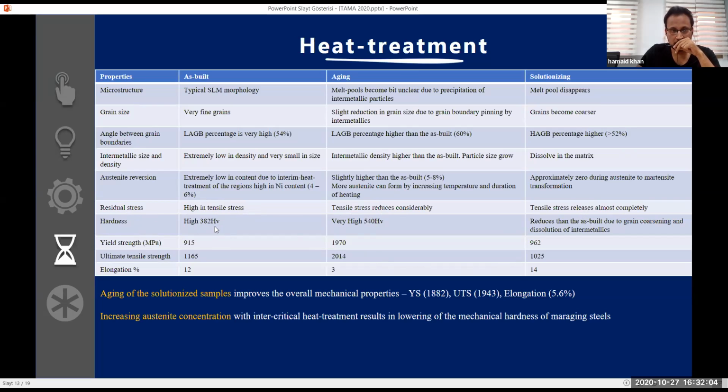So one can see the hardness here, 382 HV, here 540 HV, here the hardness can reach like 300. So there is a significant reduction here, but overall mechanical properties will definitely improve. You can see the strength is increasing during the aging, but the ductility is poor. And you need ductility to improve the overall strength. So what we generally do in the Maraging steel components, we solutionize them and then we re-age them. We age them again, as a result of which our properties can be improved significantly. For example, 1882, 1943, and the overall ductility will also improve.